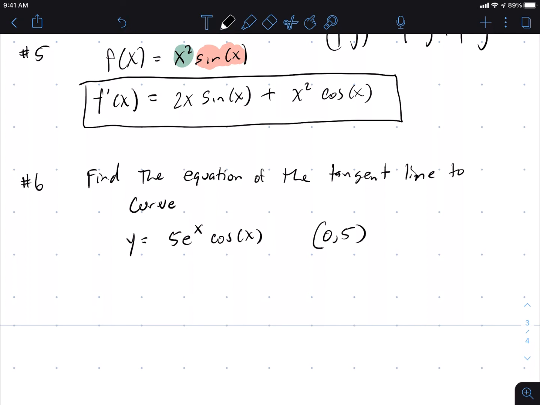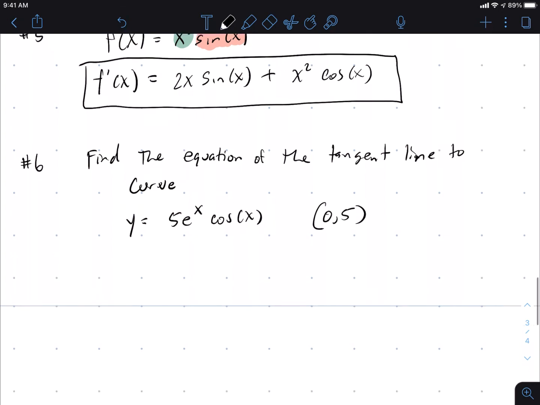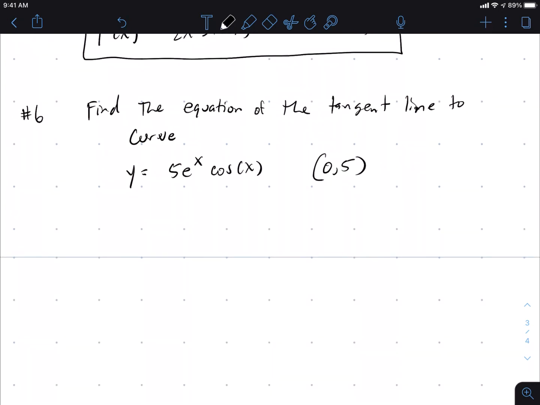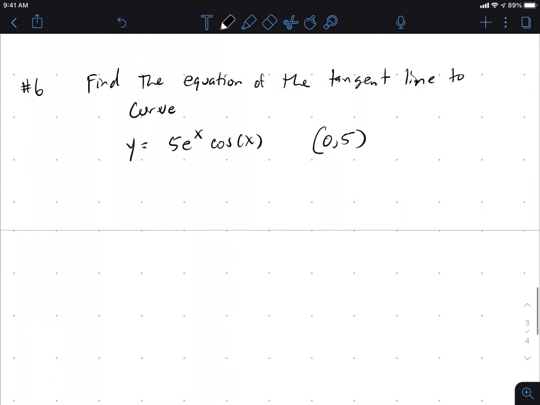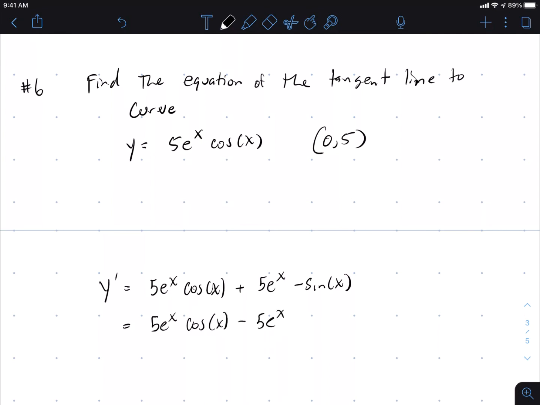Jose, very close. So check this out. When I take the derivative, it's going to be 5e to the x cosine of x plus 5e to the x times minus sine of x, correct? So when I clean that up, that's going to be 5e to the x cosine of x minus 5e to the x sine of x, right? But where are we evaluating it?